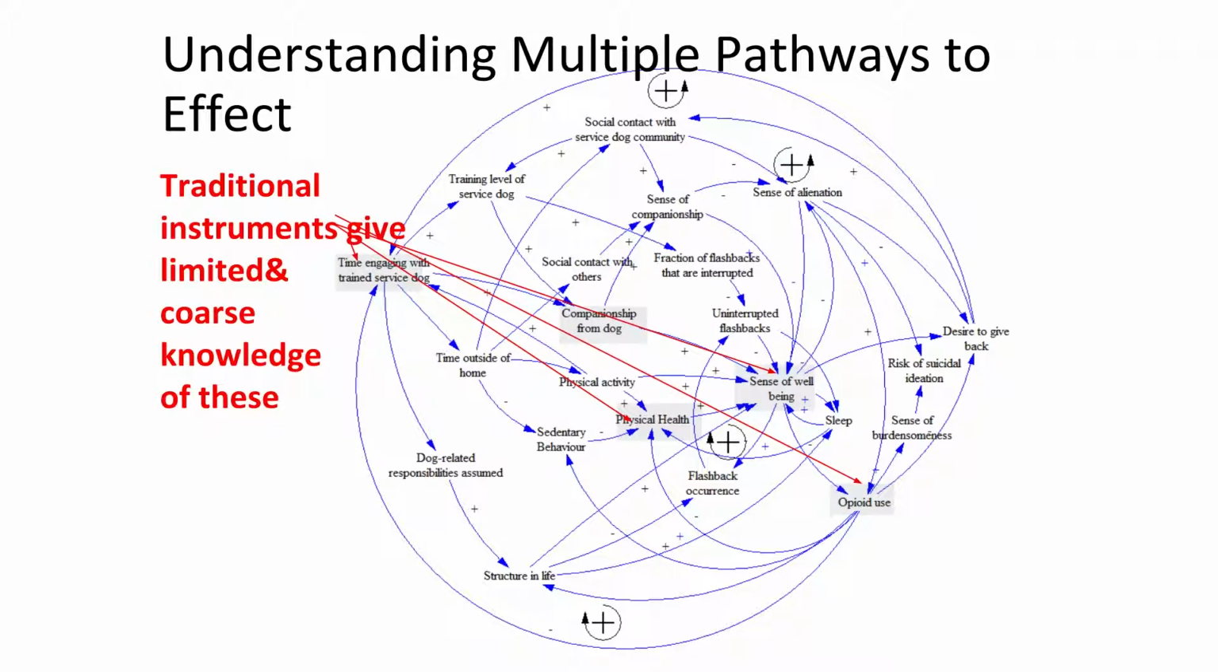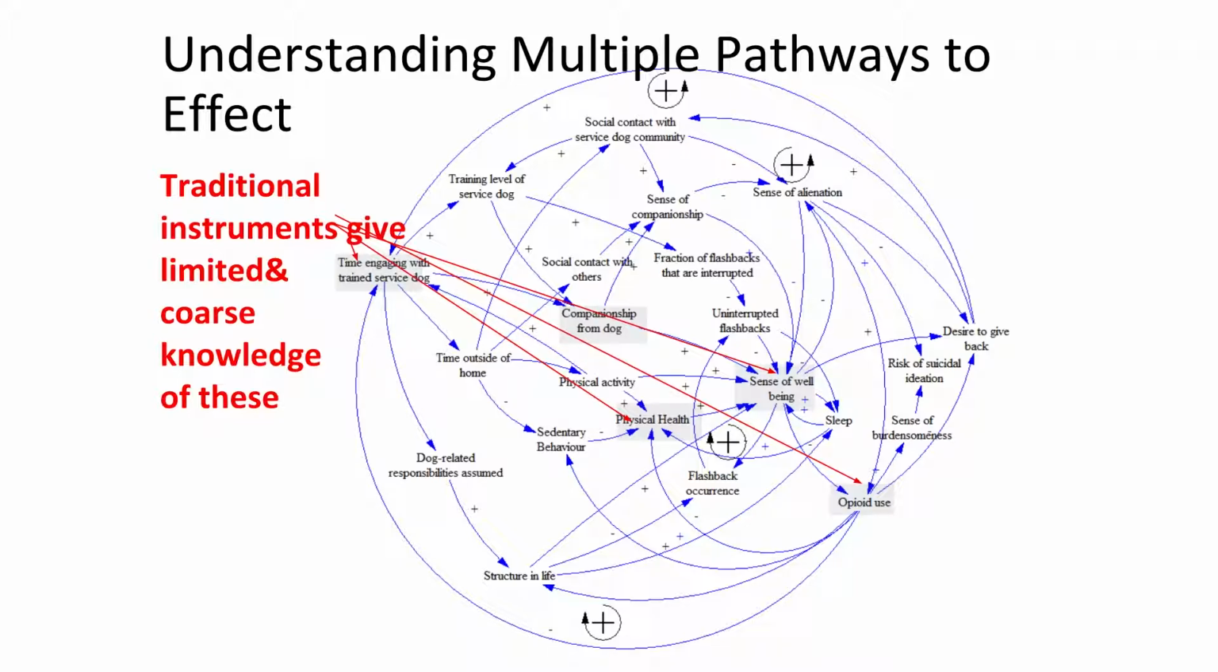But it also will lead that individual to spend more time outside of home, which will change their sedentary behavior and their physical activity in some ways. In other cases, it's simple companionship with the dog that is a predominant factor of the intervention, and that may change an individual's sense of companionship and thereby reduce their sense of alienation.